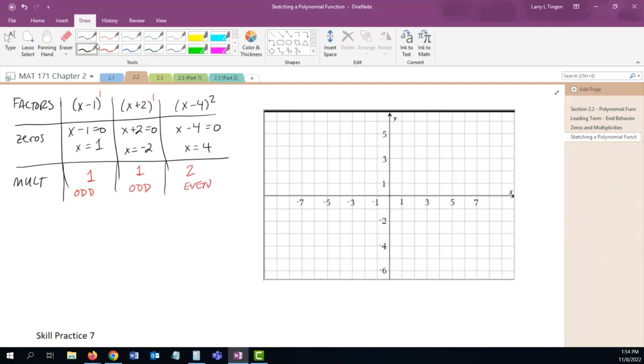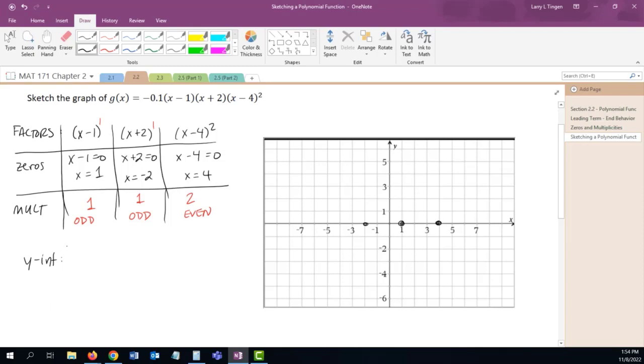All right, so what does that mean? That means if I go to my graph, I can plot all of these. 1, 0, -2, 0, and 4, 0. All right. What else can I find? I can also find the y-intercept. Yes, you can. You can just plug in numbers. What's the y-intercept of this original function?